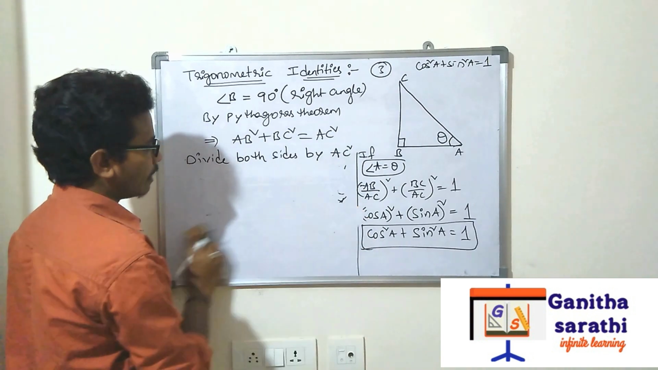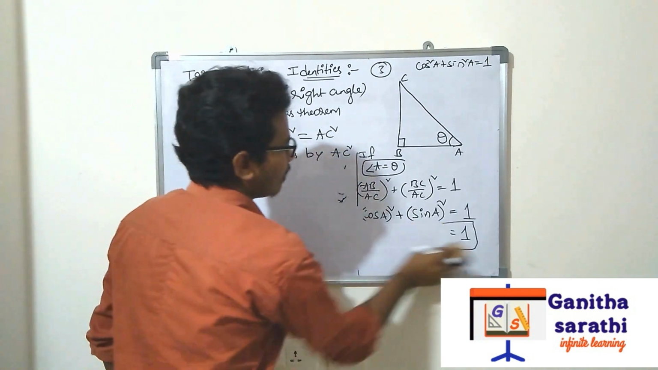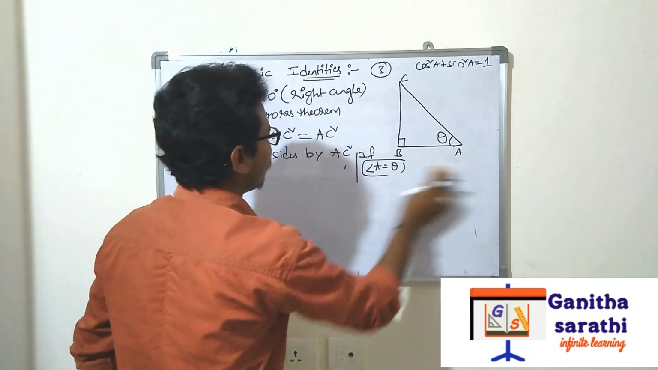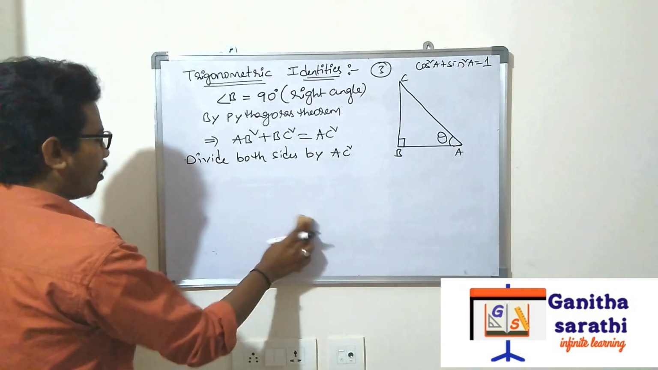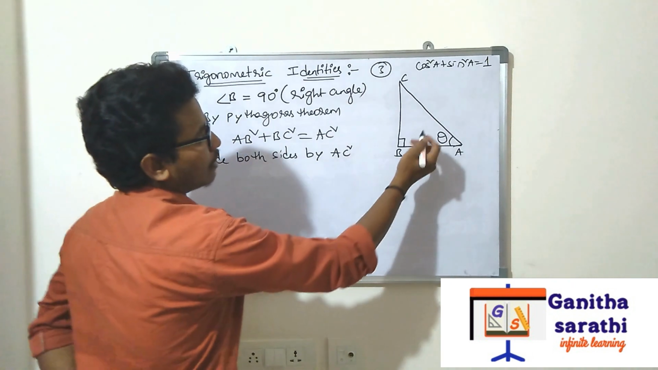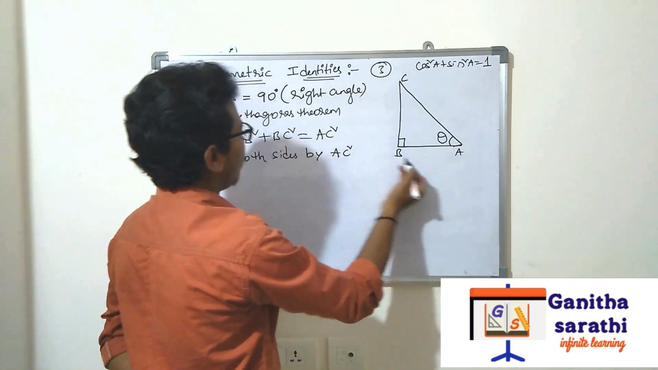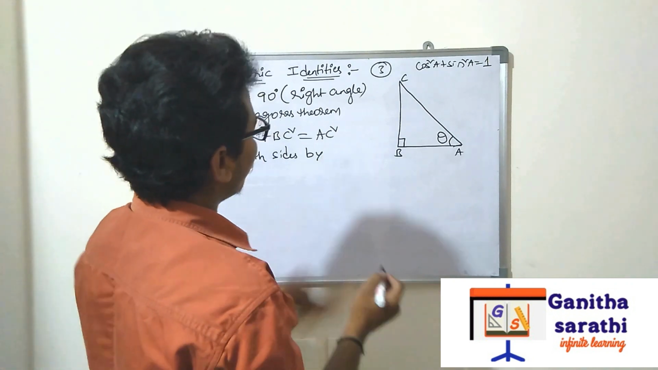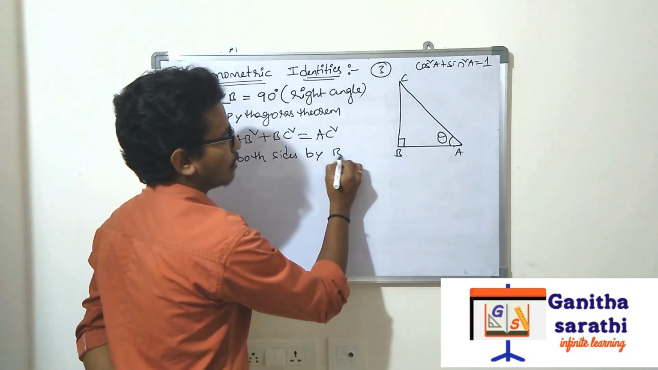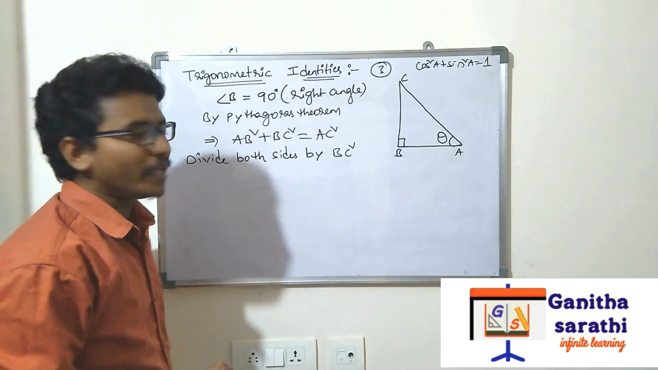Now what you should do, divide both sides by the next side. The hypotenuse side is completed. You can take any side, it is not order wise. You can take AB or BC. Now what you will do? Divide both sides by BC square or AB square. Divide both sides by BC square.